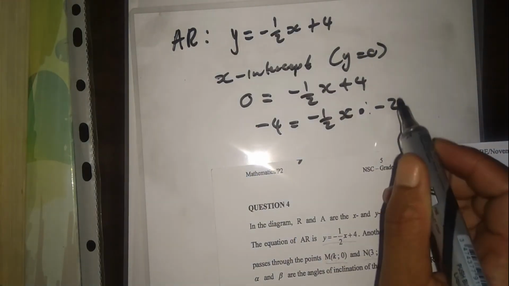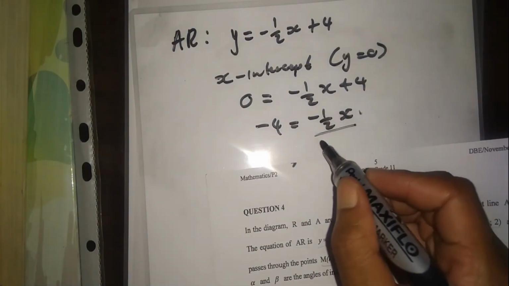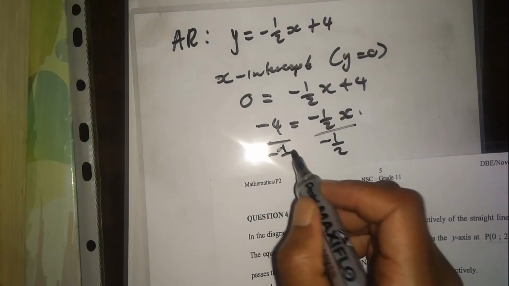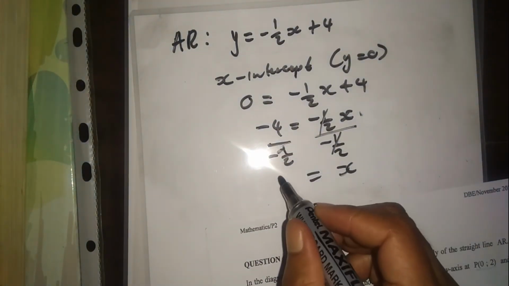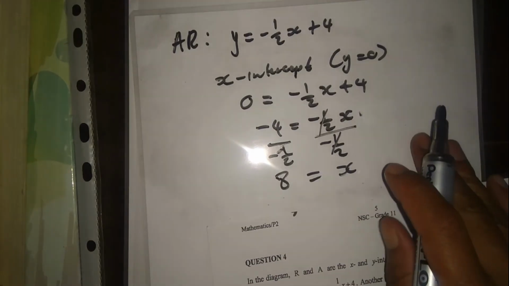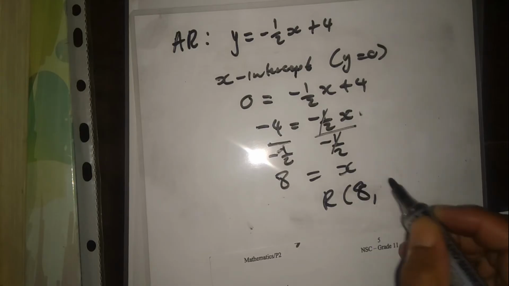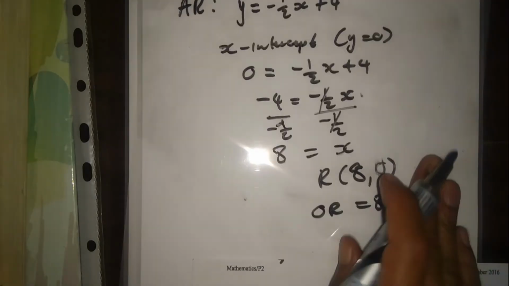This is x multiplied by a half, or I think I confuse the other learners. Let's divide by 1 over 2. This cancels this x, and we divide the line by 8. So the x value, or the point R, is going to be (8, 0). So in other words, the distance from O to R is what? OR is equal to 8 units.